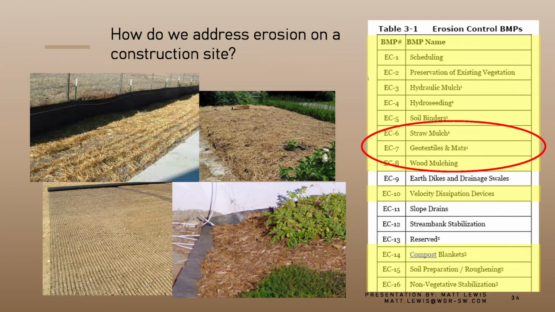Straw, mulch, geotextile mats, and wood mulching are great erosion control BMPs. Personally, my favorite, I think the geotextiles or the mats are the best, especially on hillsides. I have a later slide here that shows where they put down what we'll call an erosion control blanket, and then they hydroseed on top of that. It's biodegradable, so you never have to pull up the matting. The grass vegetation can just grow up in between it. And it's by far the best thing, especially when you're dealing with hillsides.